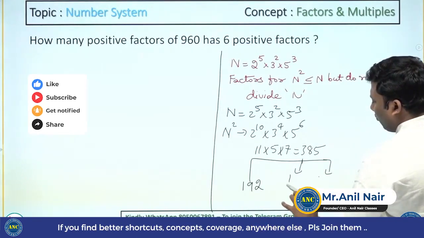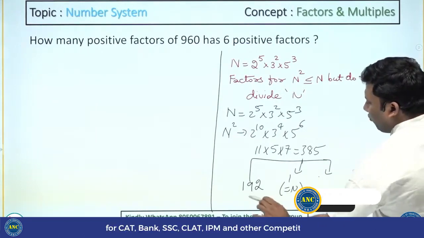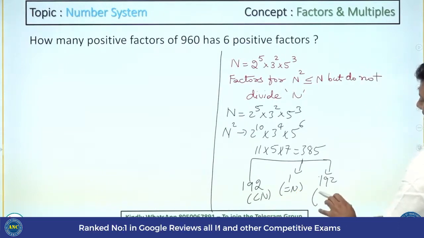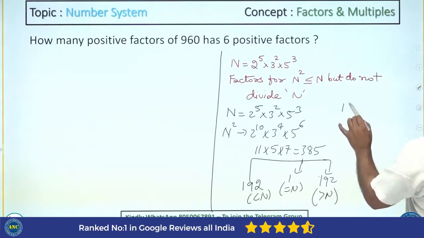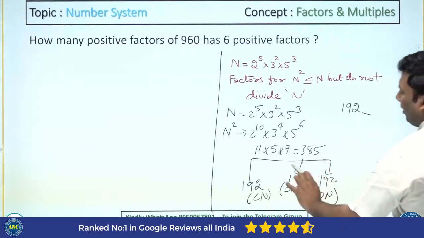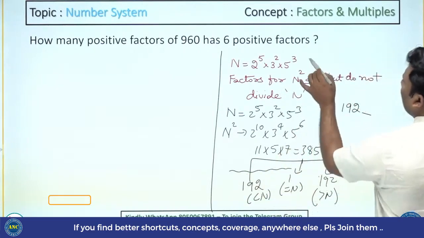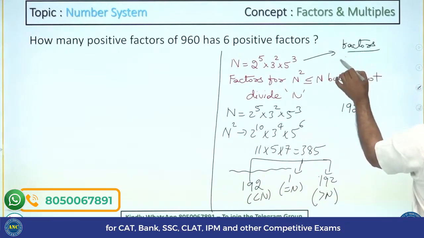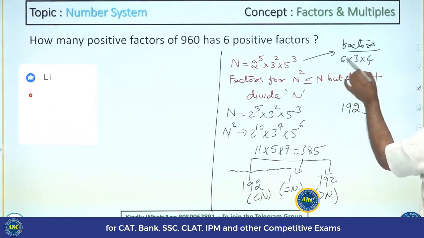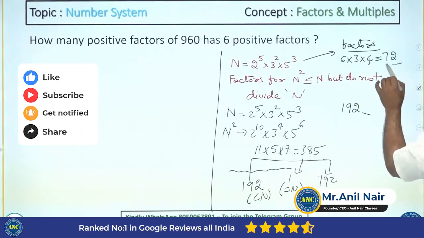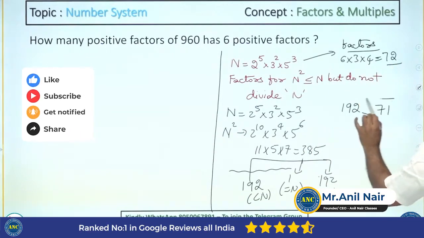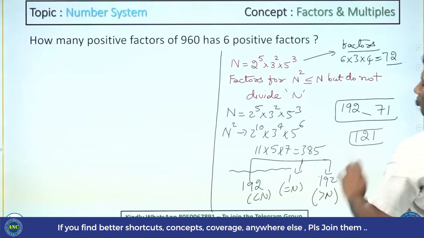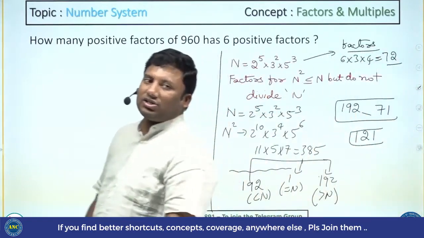192 less than n, 192 greater than n. Are you all with me? In that 192, how many factors are just less than n? Totally, how many factors will be there for this number? 6 into 3 into 4, 18 fours are 72. Less than n, the number itself we have to omit. So it is 121. Very easy if you understand that.